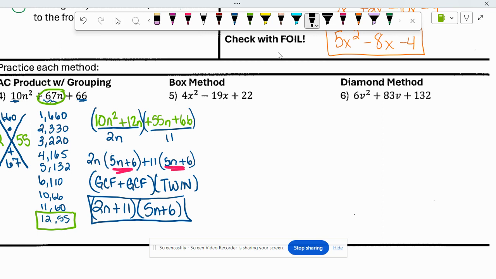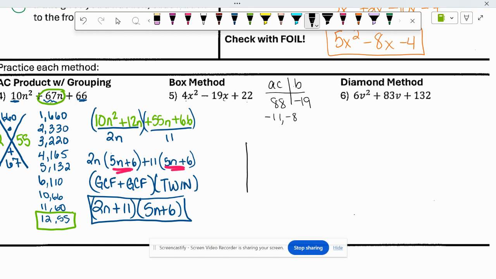Next one is using the box method. So we still have to do the A times C adds up to B. So let's see. 4 times 22 is 88. Adds up to negative 19. Remember, when you have a positive product and a negative sum, both your factors are negative. What two numbers can you multiply together to get 88 that when you add them, you get negative 19? Yeah, negative 11 and negative 8.